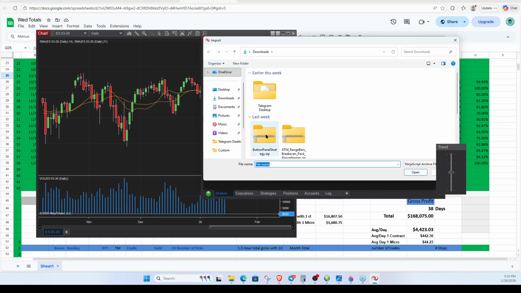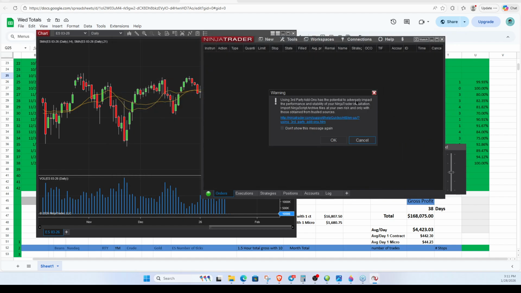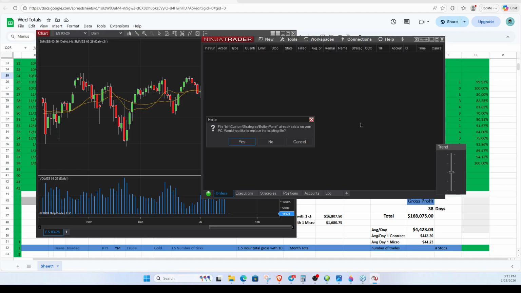There's two files here. There's a button strategy and the ATM range bars. I'm sorry, not that one. This is a button strategy. Yeah, and the ATM range bars. Those are two things. Now, inside this one, you don't have to open it. You have to import it. Okay? So you would just go here and click on that and hit open. And when it does, it's going to prompt you about third-party add-ons and all that. Then you say OK, and then it does it. I already have it, so I don't need to do it. But that's what you would do.